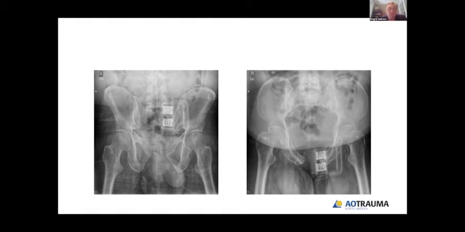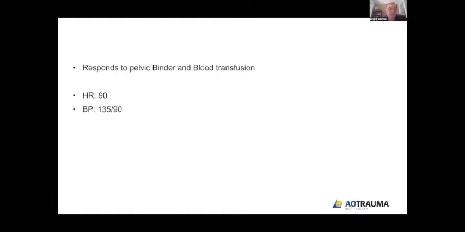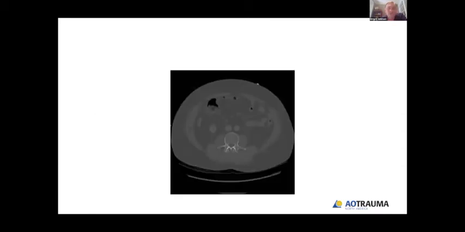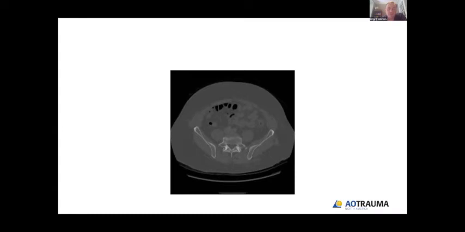So the next step would be to get a CT scan. As I mentioned, the patient responds to the binder and the blood transfusion. So despite not being fully closed down, the patient hemodynamically stabilized after this initial reduction maneuver. So here's the CT scan. We can take a look at this and evaluate as we go through. I think we'd agree that the pelvic reduction looks quite excellent in the CT scanner.